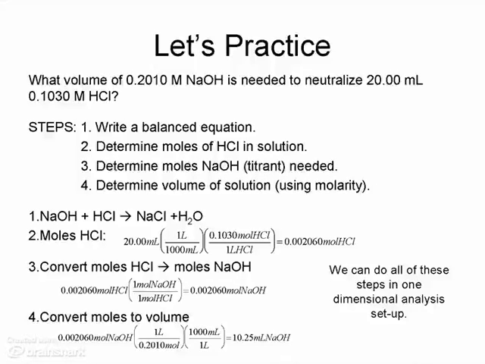So the first step, we're going to write out the balanced equation. So NaOH plus HCl gives NaCl and H2O. So if we look at that, it's balanced, so we can move on to the next step. So we want to determine the number of moles of HCl. So we know that we have 20 milliliters of HCl because we're given that in the problem. We can convert milliliters to liters easily, and then we can convert liters to moles using the molarity, the concentration.